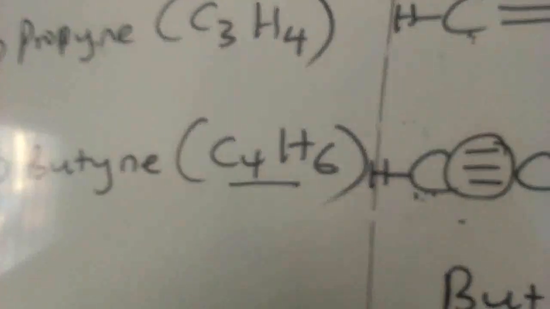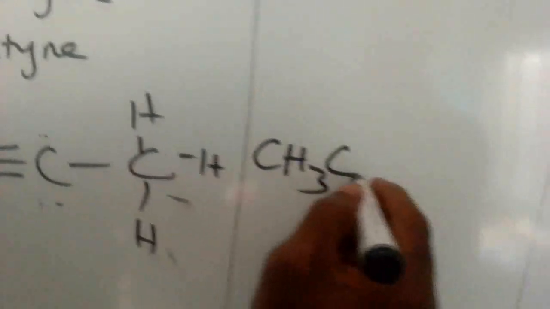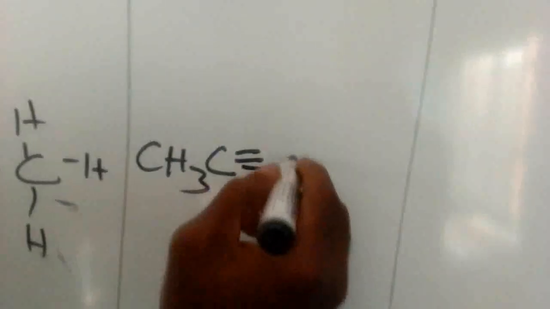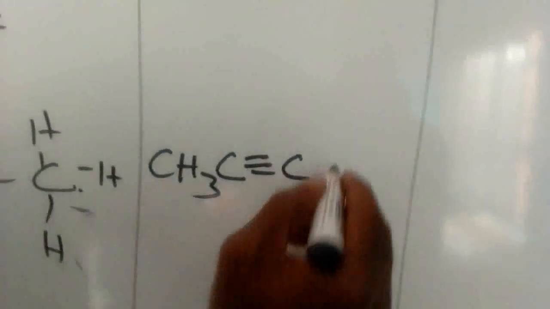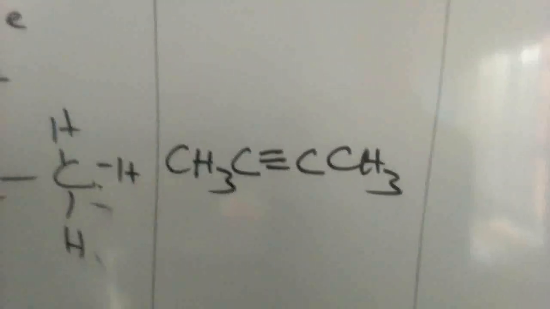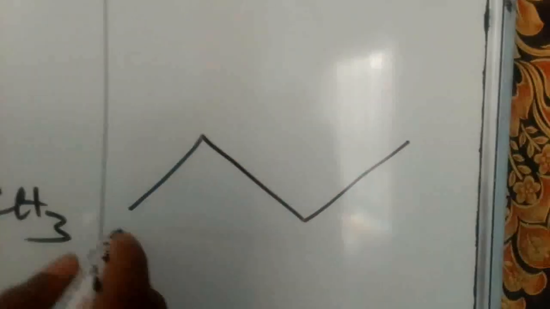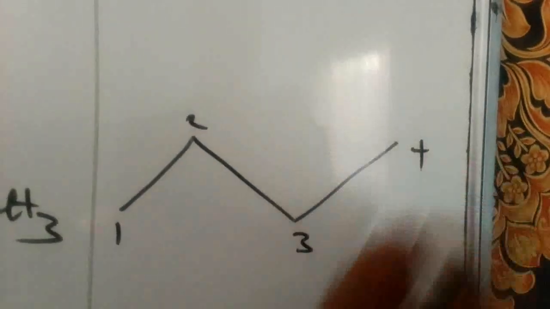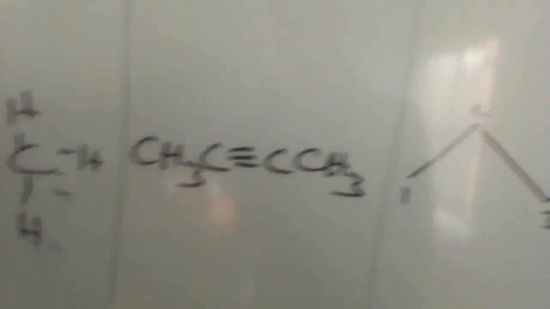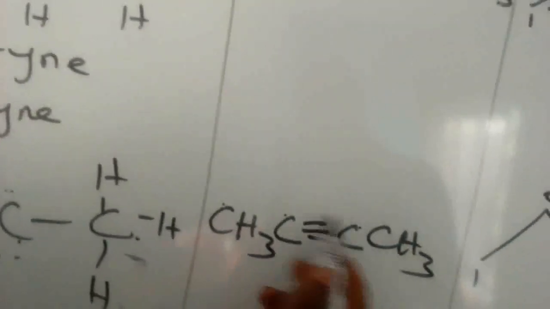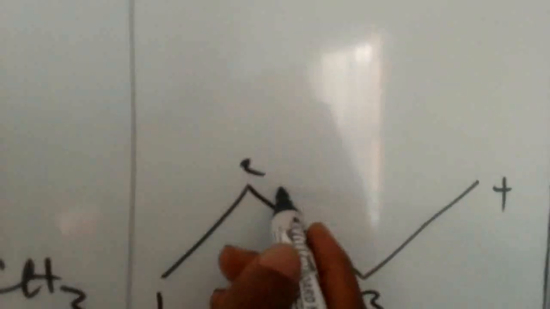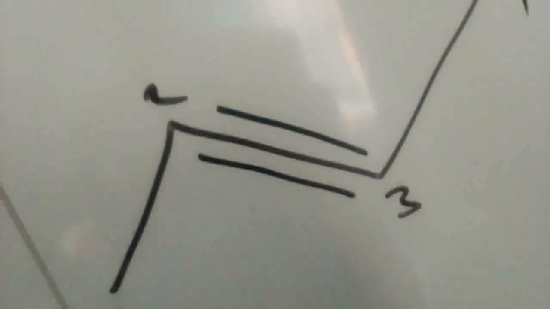So having done that, let's write our condensed formula. This is CH3 for the first carbon, C triple bond C again, and then this one CH3. Having done that, we can draw the skeletal formula. We draw something like the previous one. 1, 2, 3, 4. Then we have to put the triple bond. The triple bond lies between carbon number 2 and 3. That is here. We put 1 here. We put 1 here. That is it.